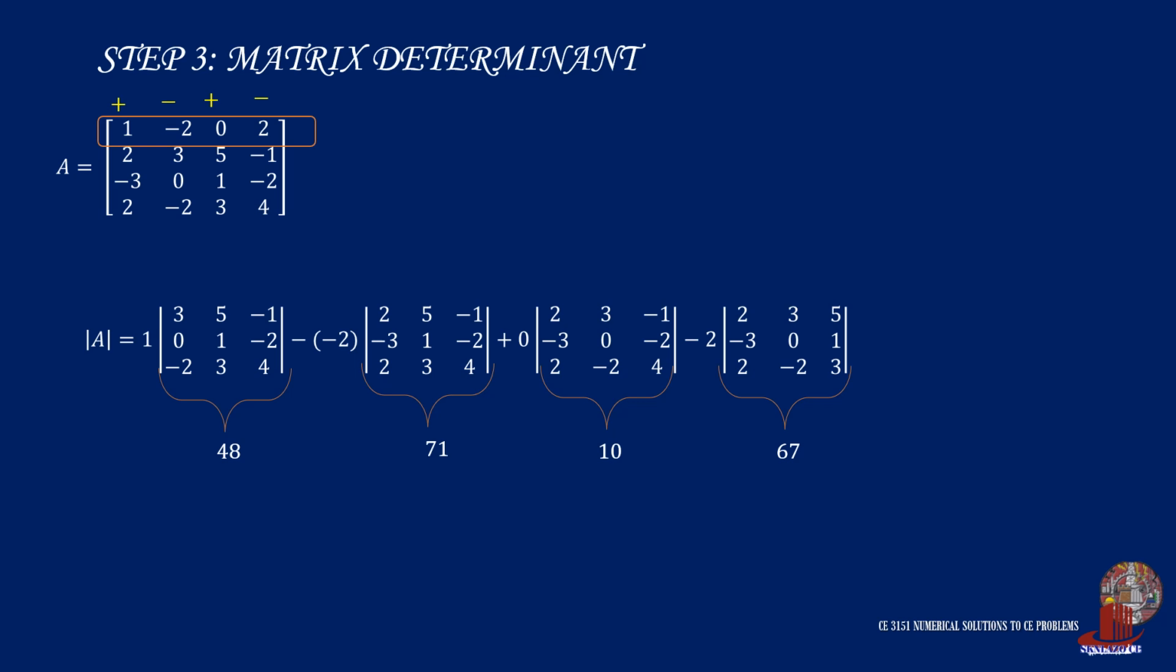Now, the determinant of matrix A is 1 times 48 plus 2 times 71 plus 0 times 10 minus 2 times 67, which is simplified as 56.